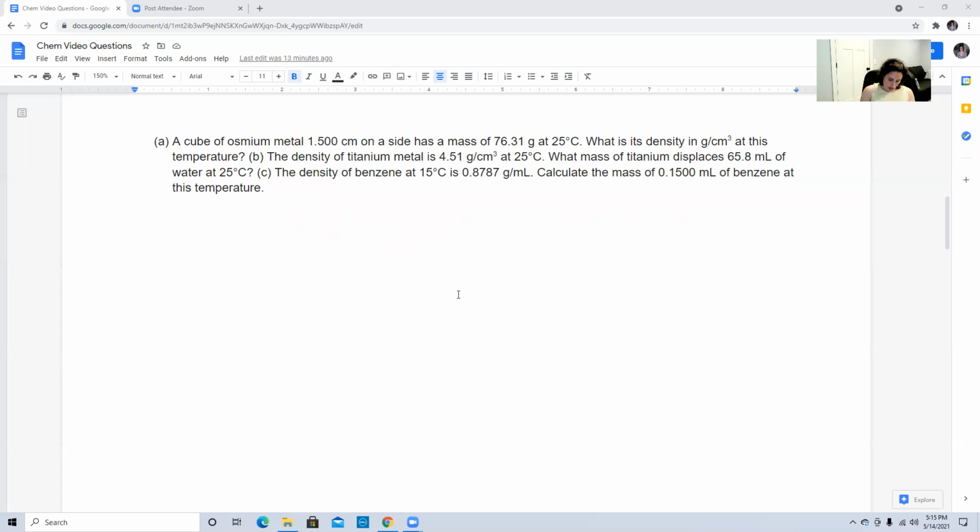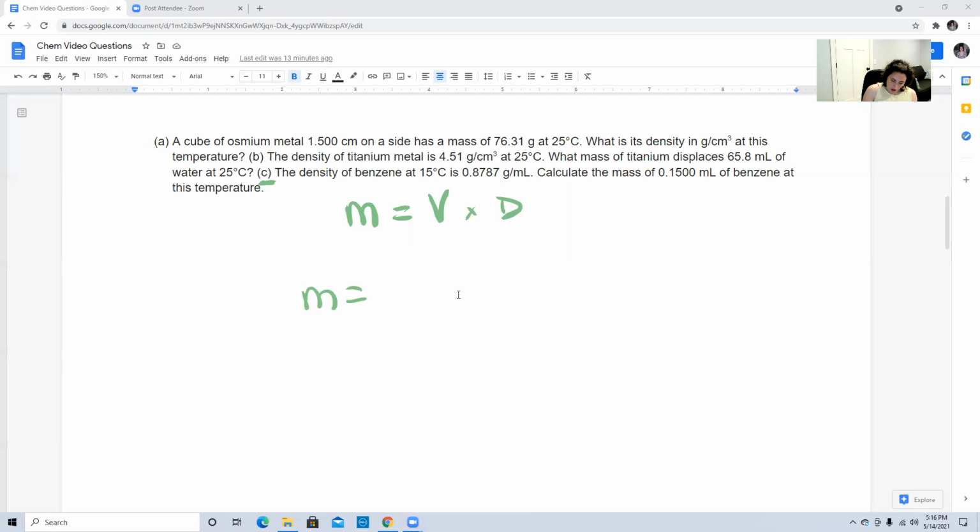And lastly, let's do C. Here we are. The density of benzene at 15 degrees C is 0.8787 grams per milliliter. Calculate the mass of 0.1500 milliliters of benzene at this temperature. So this is actually the same as the last one. We're looking for mass again. So we already know that mass is equal to volume times density. So we just put in the numbers.